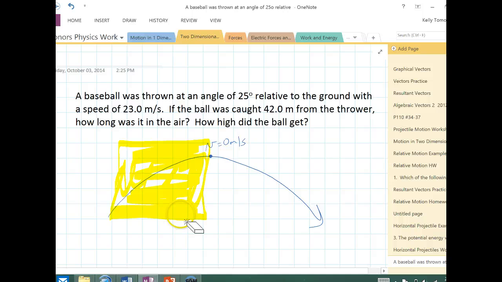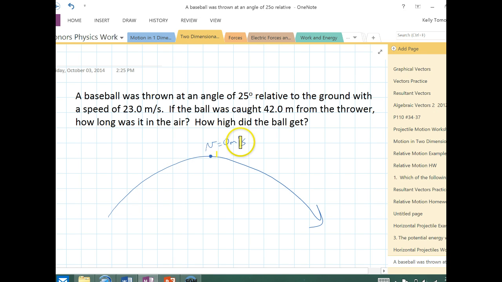All right, so let's see what we have in this problem. I don't know why I can't erase. The eraser's there. It's erasing, it's really slow.